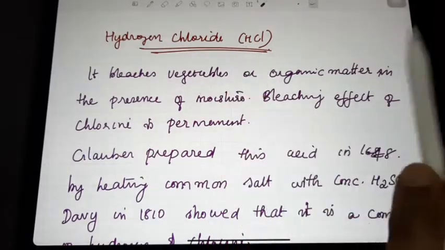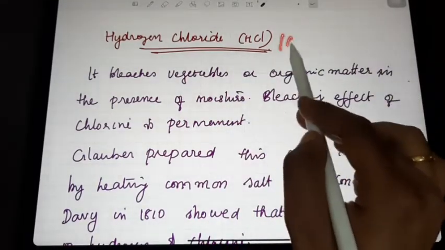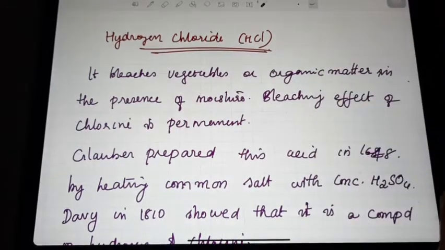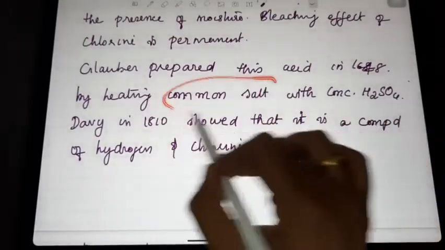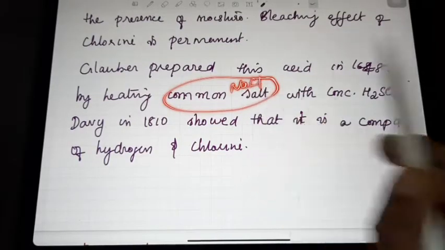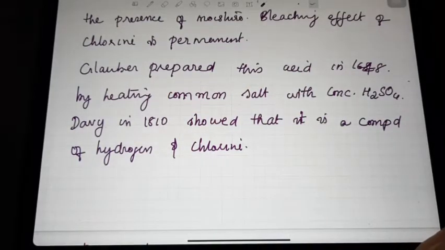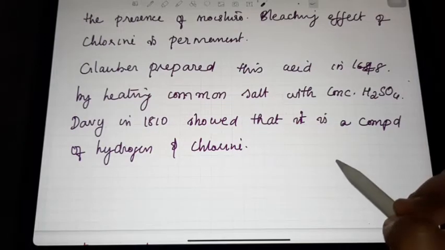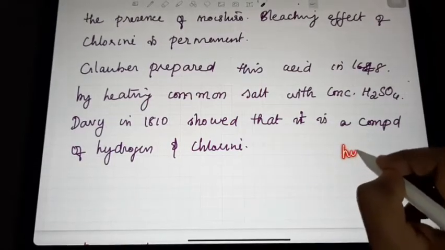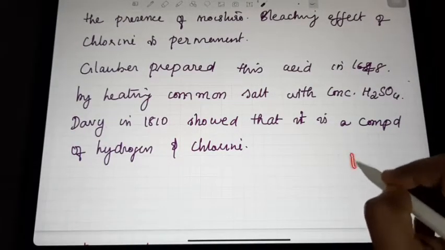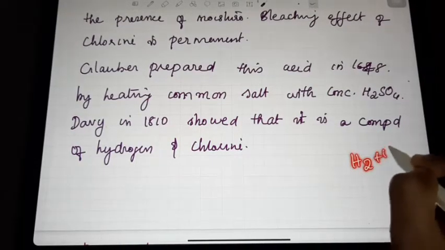Then Glauber prepared this acid in 1648 by heating common salt with concentrated H2SO4. Common salt is NaCl. NaCl plus concentrated H2SO4, due to that reaction HCl is produced. Then Davy in 1810 showed that HCl, hydrogen chloride, is a compound containing hydrogen and chlorine.